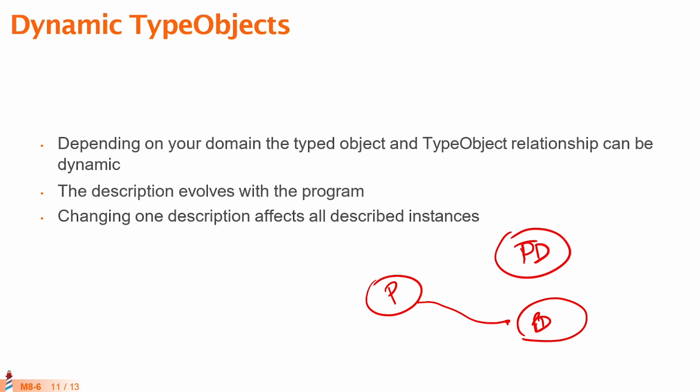We can have now a dynamic relationship between the object itself, the instance representing our object in real life, and the description of it. And also one important thing is that as we have a single point of description for a given family, if we change that single point, for example, adding or changing one of the attributes, it will affect all described instances.